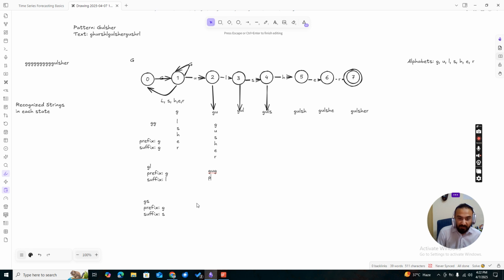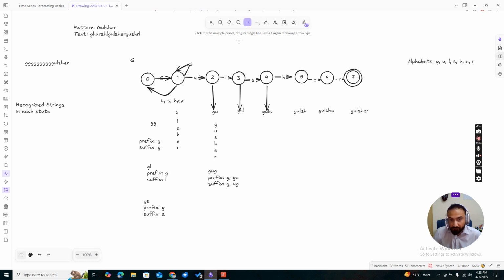So now we need to calculate the prefixes and suffixes, right? For prefixes, we will start from left to right. So G is one prefix, GU is another prefix. So we have two prefixes. Similarly for suffixes, we will start from right to left. So we have G and then we have UG. Now we need to identify the prefix and suffixes which match, right? The ones which are matching are these two, G and G. The length of the prefix is 1 and the length of the suffix is 1, so it means that we need to roll back to the first state.